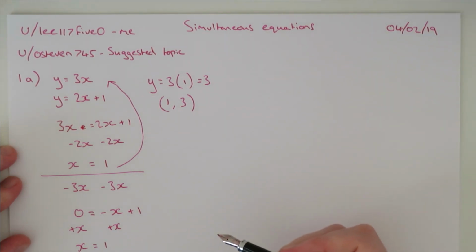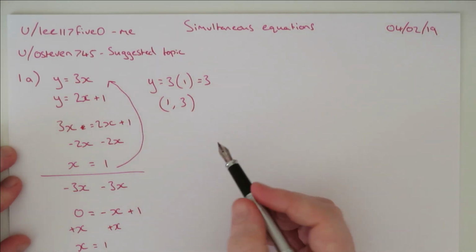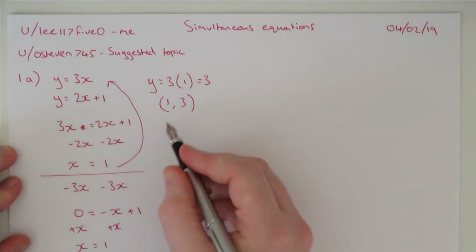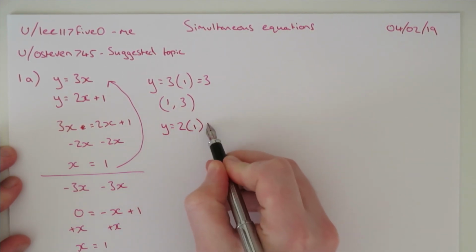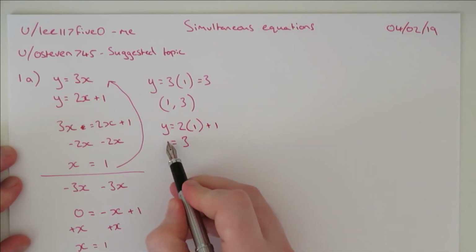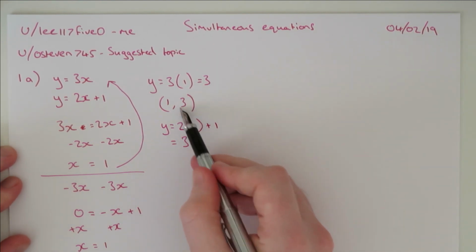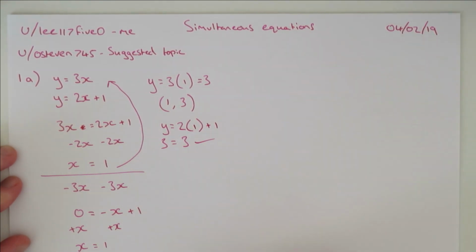Now, a good thing to do is to actually put this into this equation. So y is equal to 2 lots of 1 plus 1. So that's 2 plus 1 is 3. So y there is 3. Well, we had 3 before, so yeah, that's right.